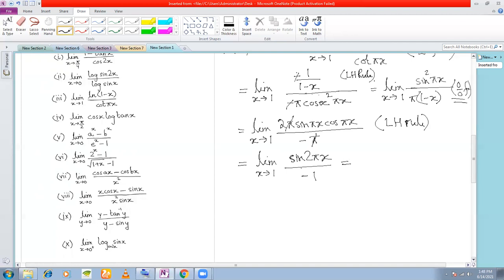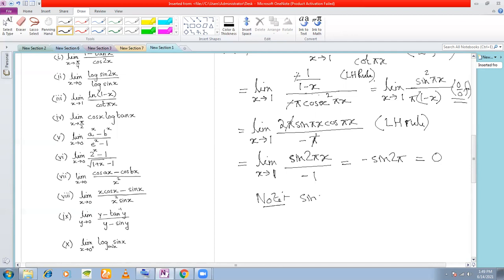Now if you put x equal to 1, are you getting a determinate form? Yes, you are getting it, because you're getting minus sine 2 pi. And you know sine 2 pi is 0. 0 is a determinate form, isn't it?